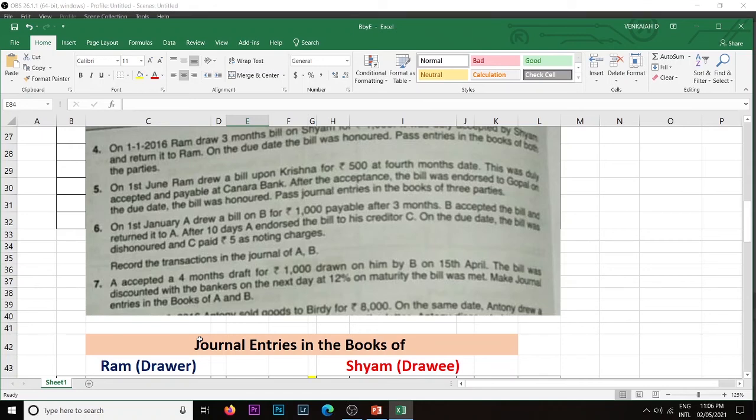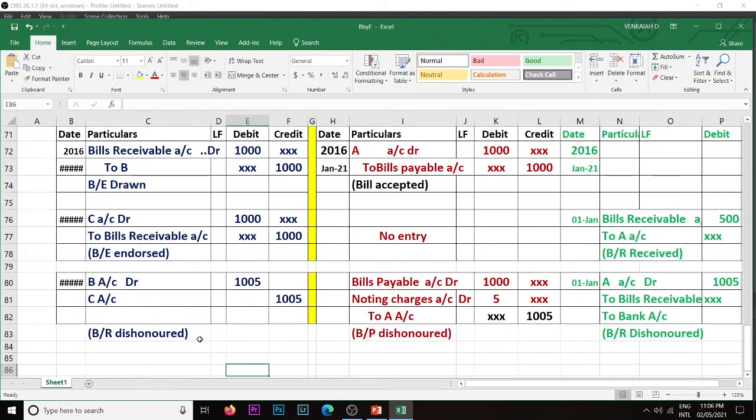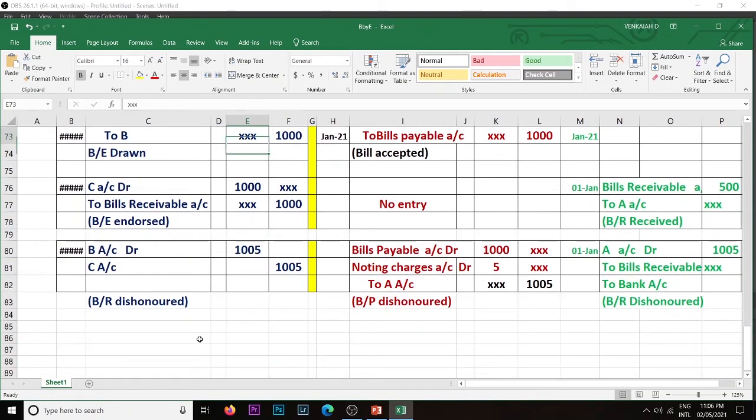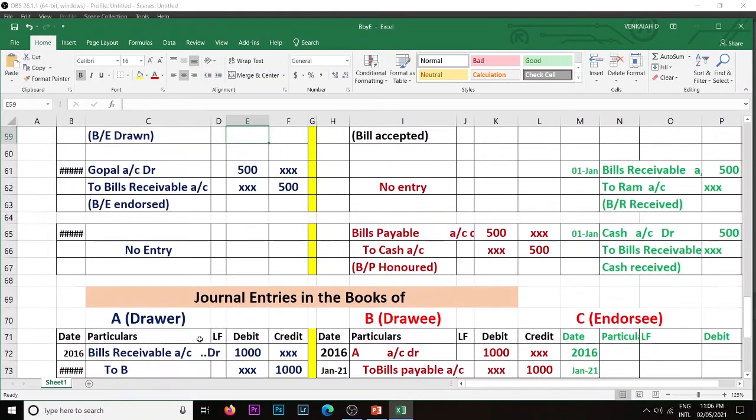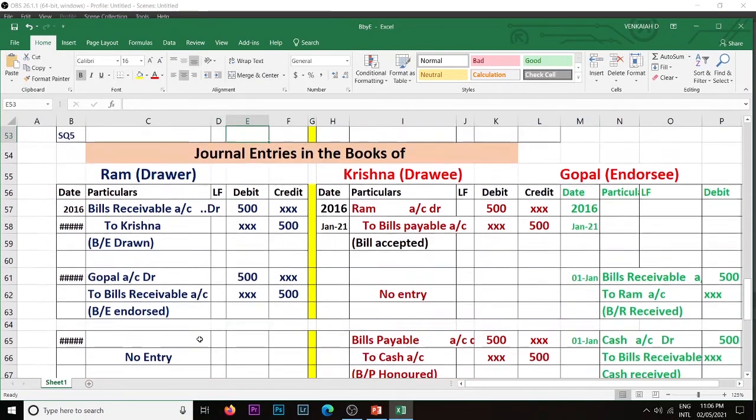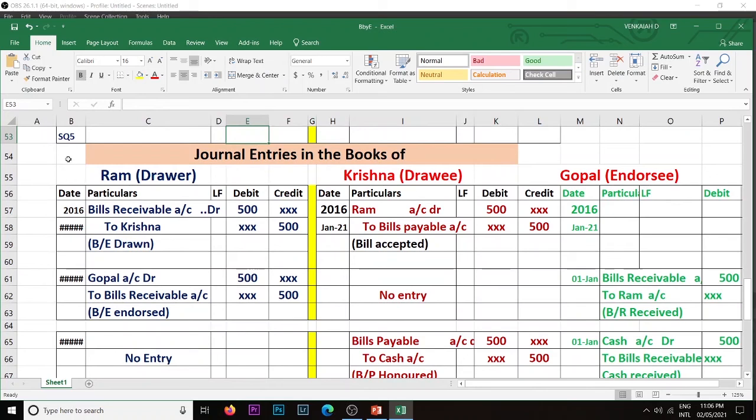Date of the bill is 15th April. Amount of the bill is 1000. Term of the bill is 4 months. Parties are B and A. B is drawer and A is acceptor or drawee. Okay. Now we will pass journal entries in the books of B and A.